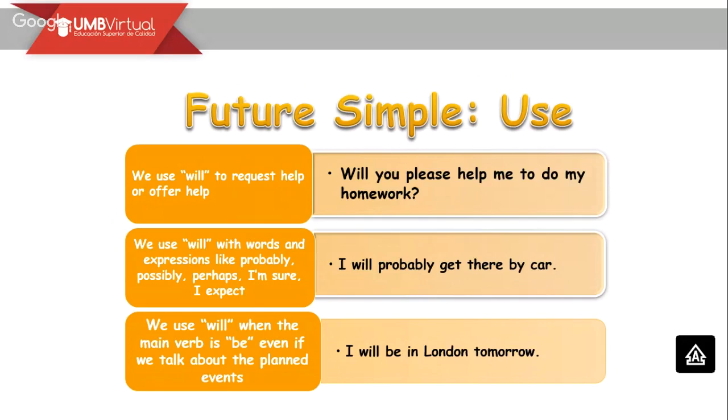It's just one expectation. The next example, we use will when the main verb is be, even if we talk about planned events. For example, I will be in London tomorrow. Okay, you are referring to a future action, and you are saying, I will be in London, I will be in Neiva, I will be in Medellin tomorrow or next week. It could be.